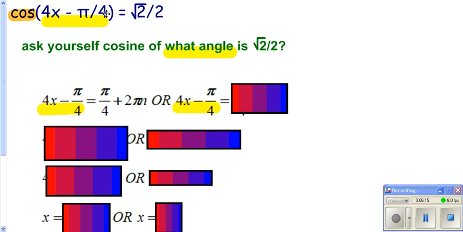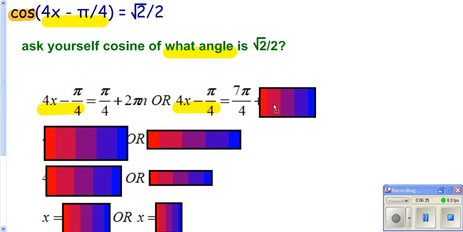So you got to take your angle, 4x plus pi over 4, equal to the angle of when cosine is equal to root 2 over 2, which is pi over 4. But then you got to remember plus 2 pi n. And then you got to ask yourself, okay, what other angle is cosine equal to root 2 over 2? And that is 7 pi over 4. And then you got to remember your plus 2 pi n.